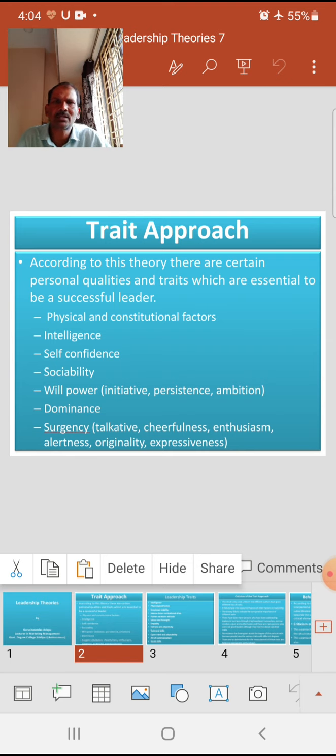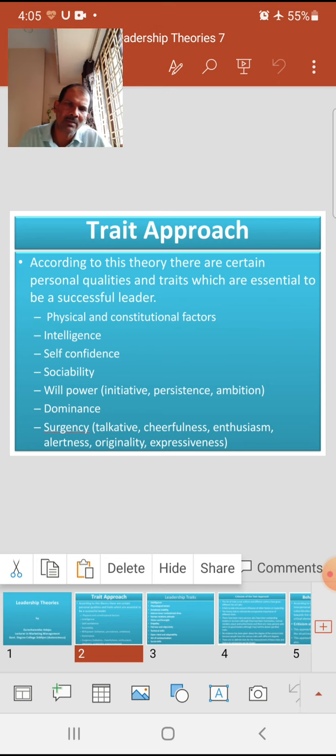Most of the trait theories believe that leadership traits are inherited, are inborn, and cannot be acquired by learning. That's why we see a caption on movies that leaders are born, not made. This is because the trait theory believes that leadership traits are inherited.